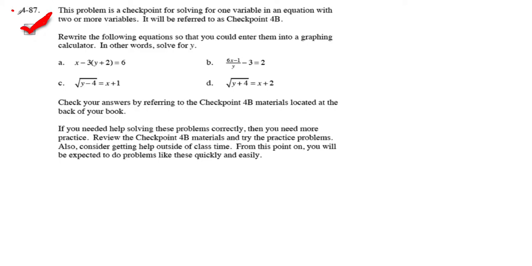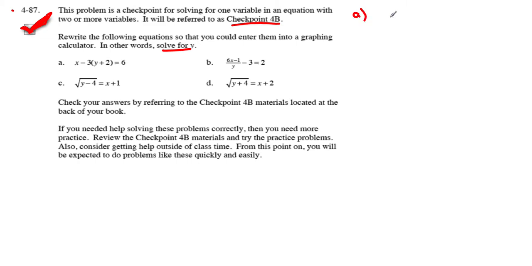So 487, checkpoint problem. This problem is a checkpoint for solving one variable in an equation with two or more variables. It will be referred to as checkpoint 4b. Rewrite the following equations so that you could enter them into a graphing calculator. In other words, solve for y. Well, let's go ahead here and let's start solving for y.